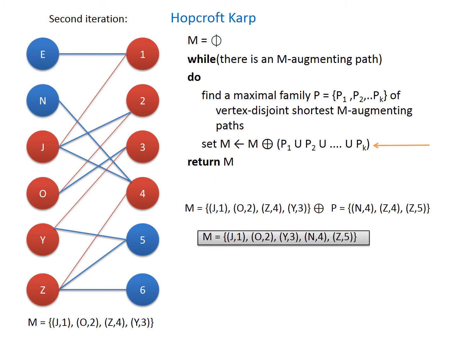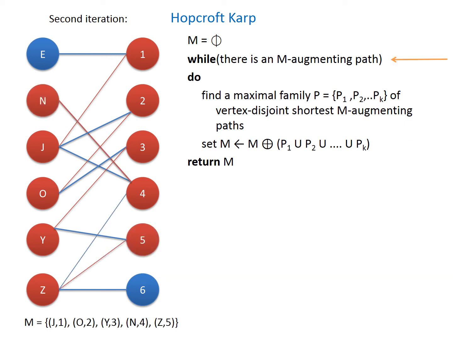We now go back to doing the symmetrical difference. We remove the edge Z4 because it is in both sets and we add N4 and Z5 to the matching. We go back to the top trying to find an augmenting path, so we run BFS from the only free vertex left, E.